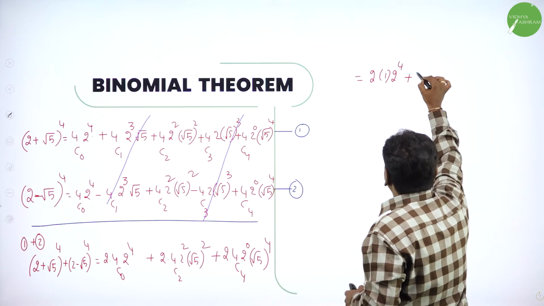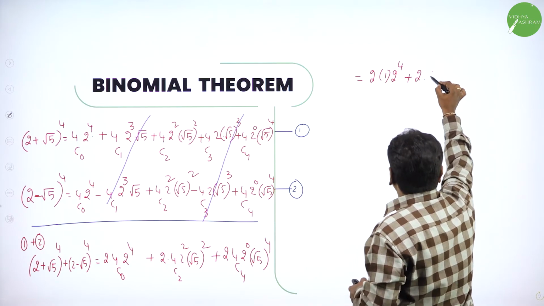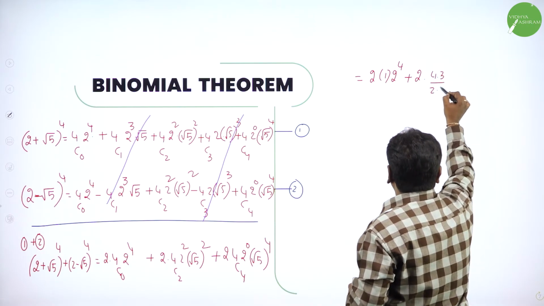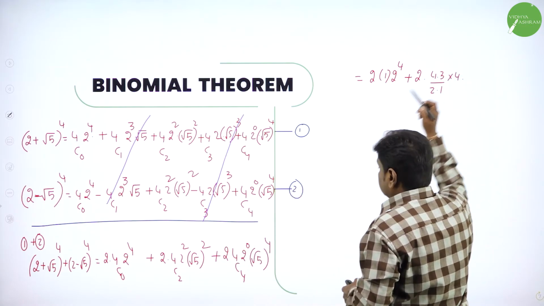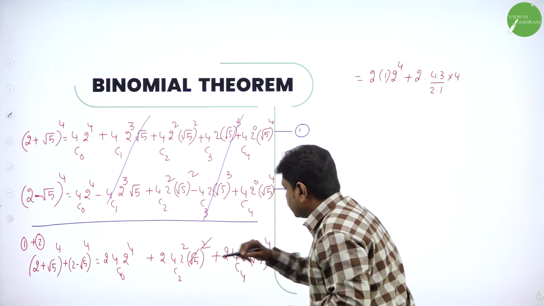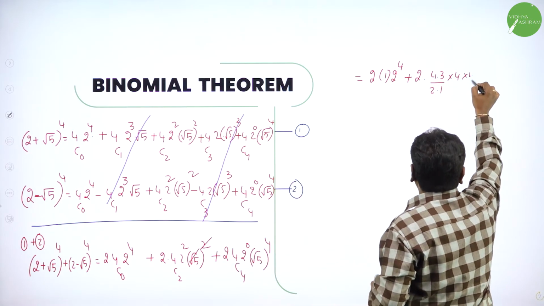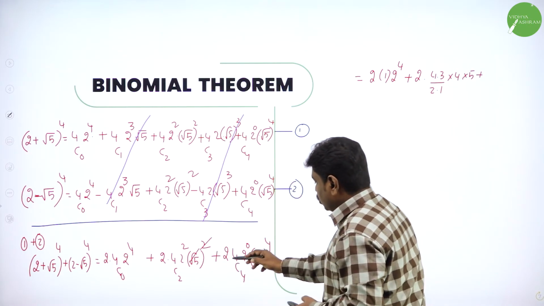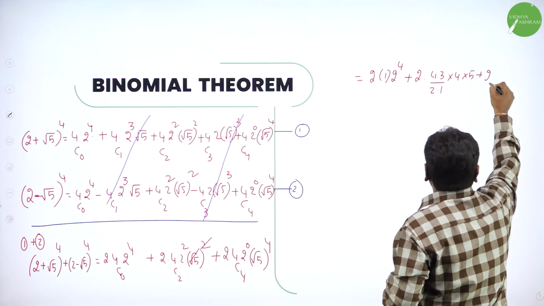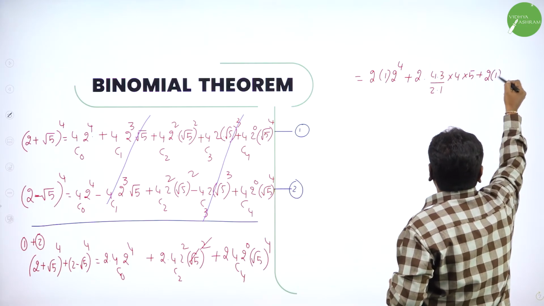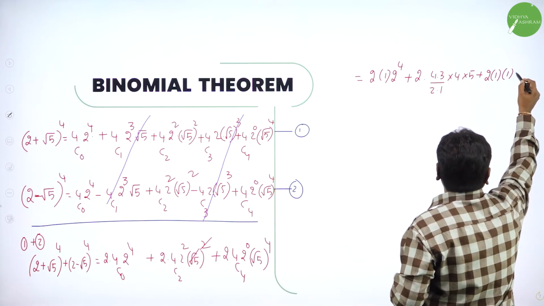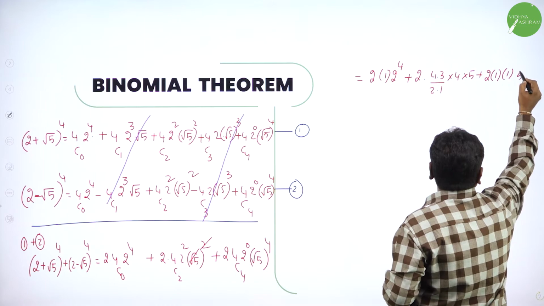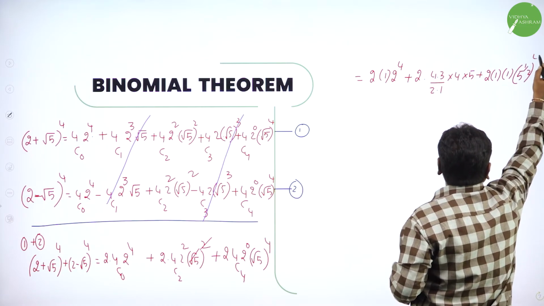2 times 4C2. All of you know 4C2 is what? 4 into 3 divided by 2 into 1. And we have 2 square, 2 square is again 4. Then we have root 5 square, root 5 square cancels, it is 5. Plus 2 times 4C4. What is 4C4? 4C4 is 1. Anything power 0 is also 1. And root 5 power 4. Root 5 means 5 power half, power 4.